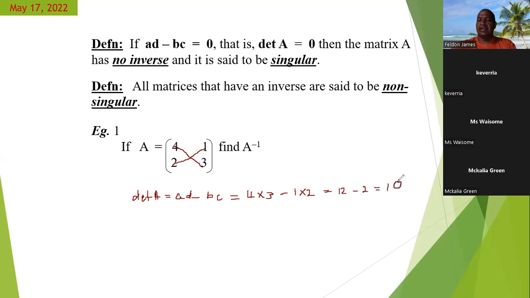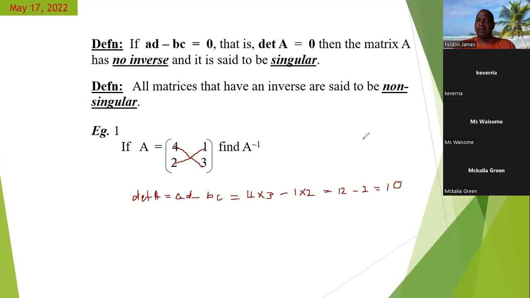Then your determinant would be equal to 10. Now the determinant here is a non-zero number, meaning that your matrix would be non-singular. If your determinant was 0, then the matrix would be singular. Is that clear, guys? Yes, sir. Singular matrix has no inverse. Non-singular matrix has an inverse.